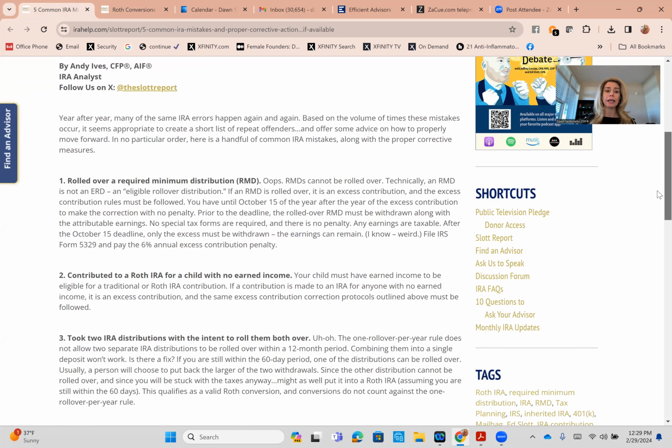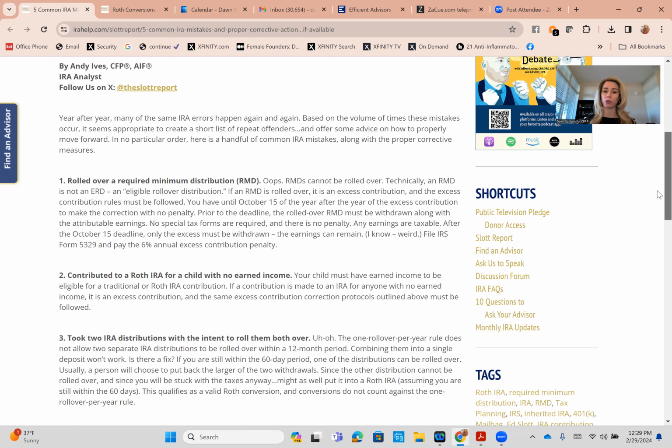So the 5 common mistakes. Number 1 is if you had rolled over a required minimum distribution. Well, RMDs, you cannot roll them over. Technically, the RMD has to come out first before you do an IRA rollover. If you do happen to roll over an RMD, it's considered an excess contribution, and the excess contribution rules must be applied, which means you have until October 15th of the year after the excess contribution to make that correction without a penalty. Prior to that deadline, the rolled over RMD must be withdrawn along with any earnings.